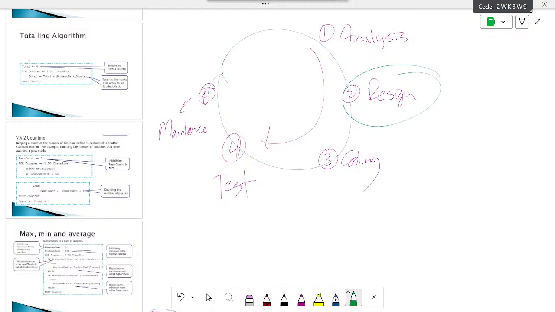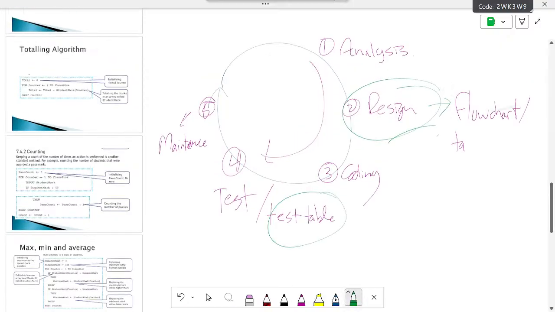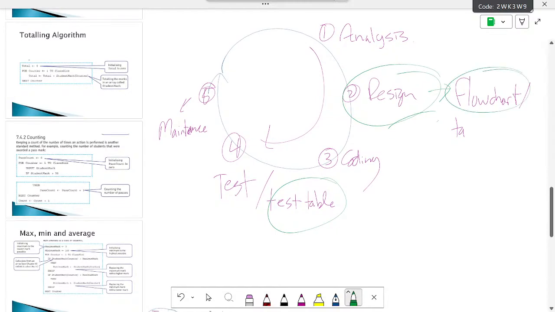In the design process, there are a couple of things that we can do. One is a flowchart. And the other thing we can do is a test table. Here we also have testing. We have a test table. We're going to be doing these two things today. We're going to talk about flowcharts and the test table.